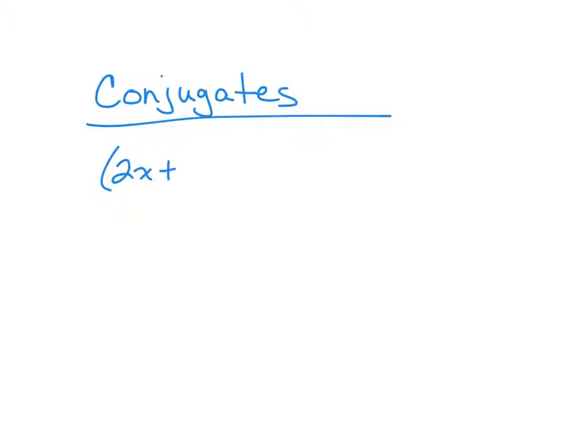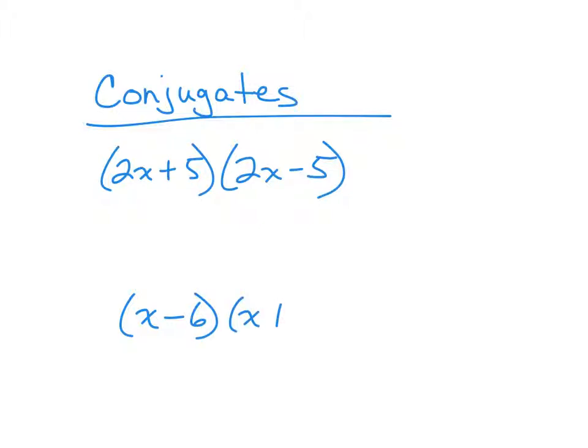Let me give you an example of a couple of conjugates. 2x plus 5 and 2x minus 5. So what do we got here? We got binomials. They're just alike, except the sign in the middle switches. That's all conjugates are. We could make them all day long. I could say x minus 6, x plus 6. Those are conjugates. What makes them conjugates is that the sign is different than the other. That's the only thing.